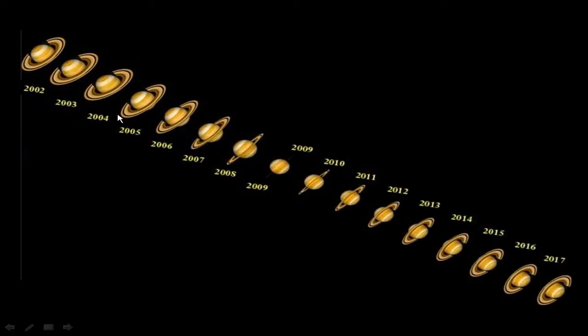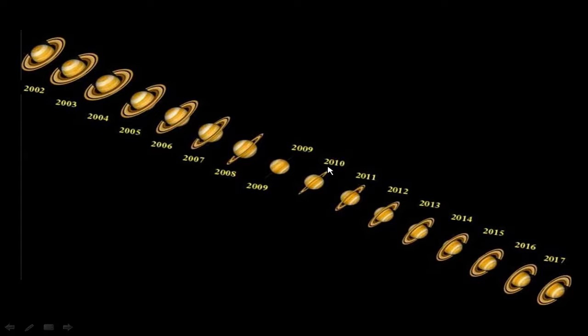Here's a look at Saturn over recent years, from 2002 up to 2009, and we see that in the year 2009 Saturn's ring system is edge on to us, and hence would basically make the ring system disappear for that one year of 2009. So that would be what we might call Saturn's equinox with respect to us.